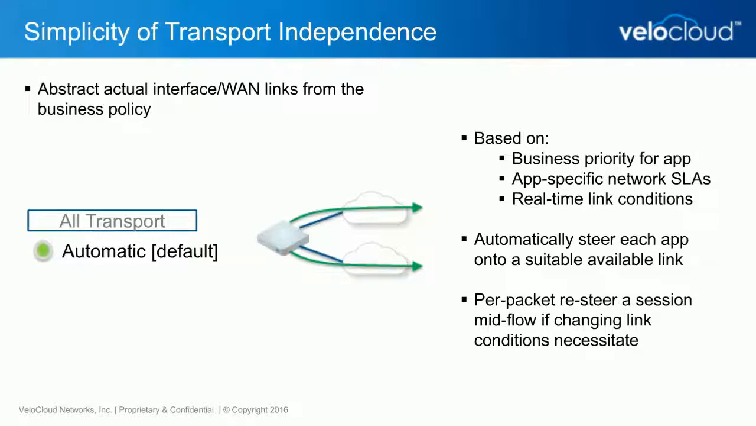And then, in fact, on a per-packet basis, re-steer a session mid-flow if changing link conditions require this. This is the goal in terms of, at the policy level, what would be a great, very simple way to set the policy in an SD-WAN solution. Next slide, I'll look at what's the technology that can actually enable such an ideal, simplified policy for use of circuits in a hybrid WAN.